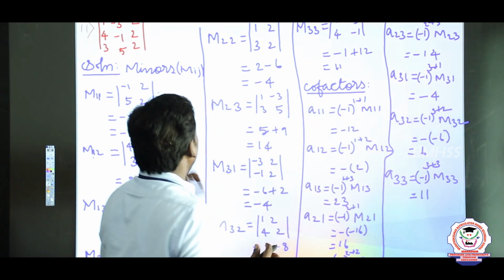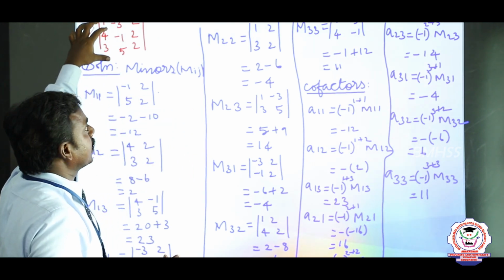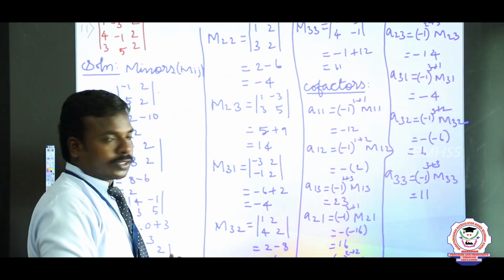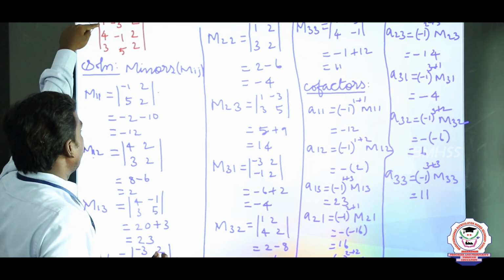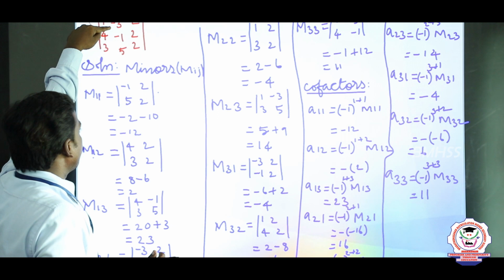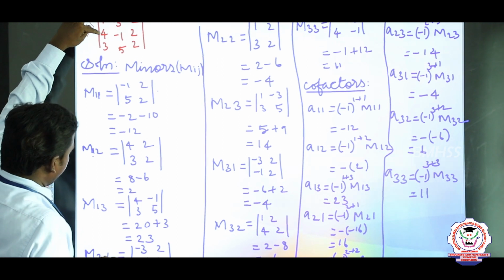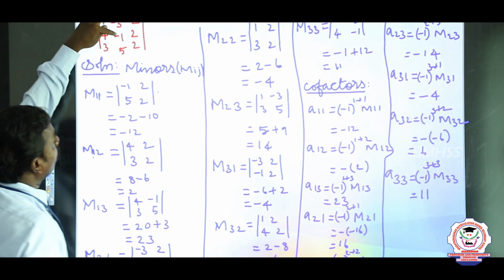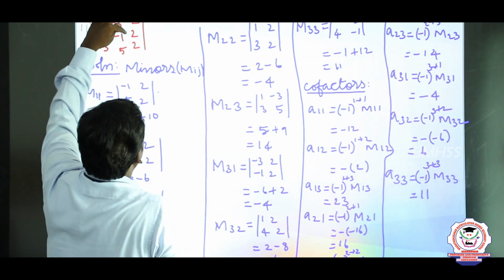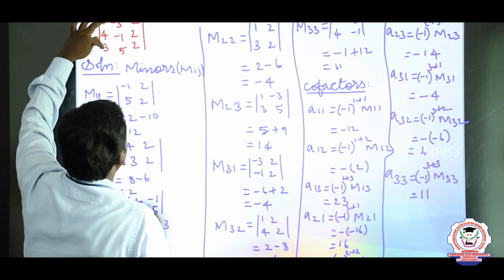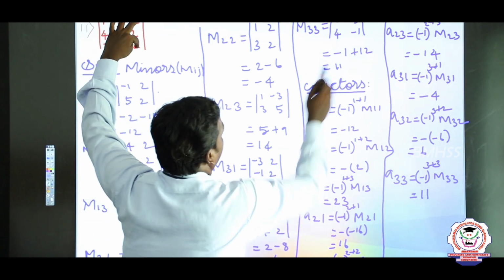Listen to this. So we have found the minor of all the 9 elements of this matrix, and the cofactors also we have found. These are the minor values. The minor of the first row first column value M11, so minor of plus 1 is minus 12, minor of minus 3 is plus 12, minor of plus 2 is 23, minor of 4 is minus 16, minor of minus 1 is minus 4, minor of plus 2 is plus 14, minor of plus 3 is minus 4, minor of 5 is minus 6, minor of 2 is 11.